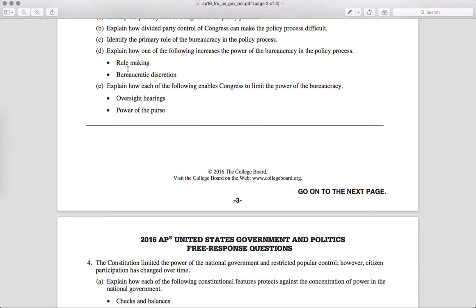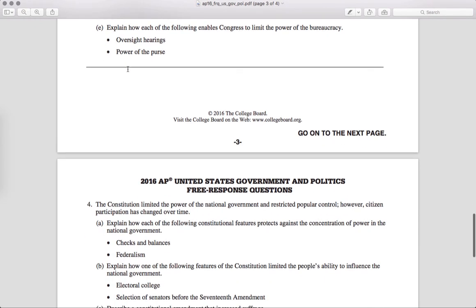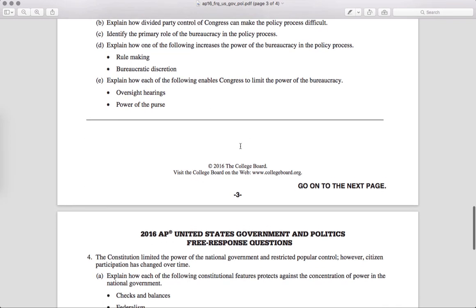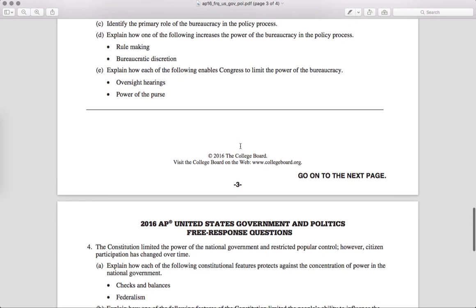Leave 4 spaces. And then back down here, let's look at E together. Explain how each, ooh, see the trick they played here? Here it was one, and now we have to do both. Of the following enables Congress to limit the power of the bureaucracy. So part D was all about how the bureaucracy is getting powerful. Part E is about how we're going to check and balance it and kind of rein it in.